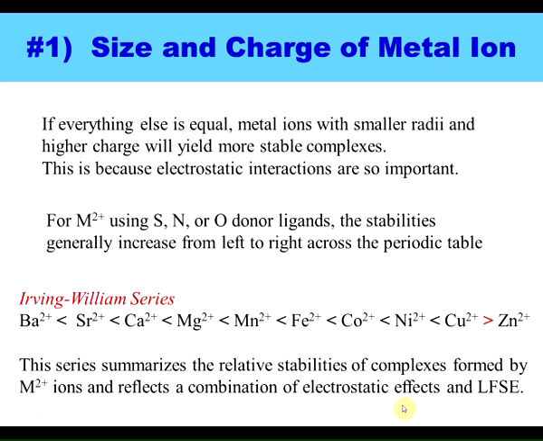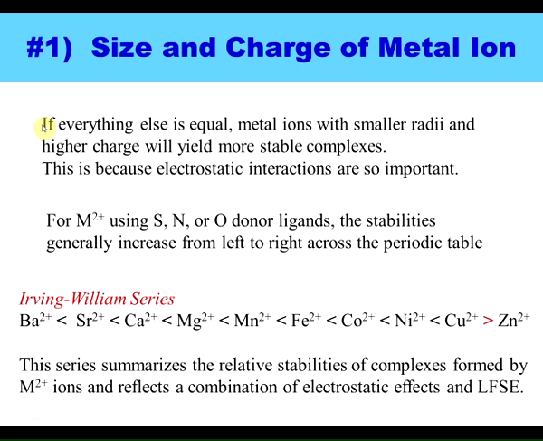So the first thing that we want to look at, among the things that affect the stability of transition metal complexes, is the size and the charge of metal ions. And this is based on the Irving-Williams series. They found that if we're using a metal in the 2+ oxidation state, and we're using typical ligands like sulfur, nitrogen, or oxygen donor ligands, the stabilities generally increase from left to right as we go across the periodic table. So with everything else equal, metal ions with smaller radii and higher charge are going to yield a more stable complex.